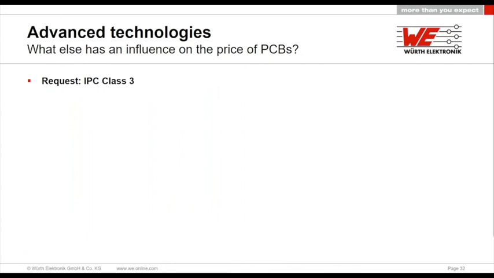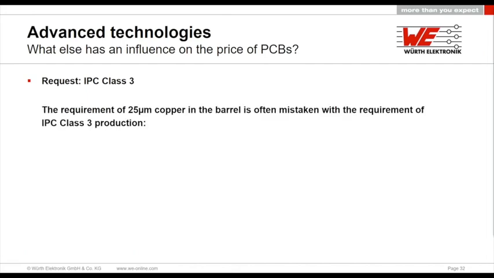Next point I want to talk about is you're requesting us to produce the PCB according to IPC class 3. Often we see that this requirement of manufacturing according to IPC class 3 is mistaken with the requirement of having, or the need of, 25 micron copper in the barrel. Why do you use thicker copper in the barrel? Basically, this is again a reliability issue. The more copper you have in the barrel, the more reliable is this copper barrel. But yes, we know that this is the intent of IPC class 3 as well.